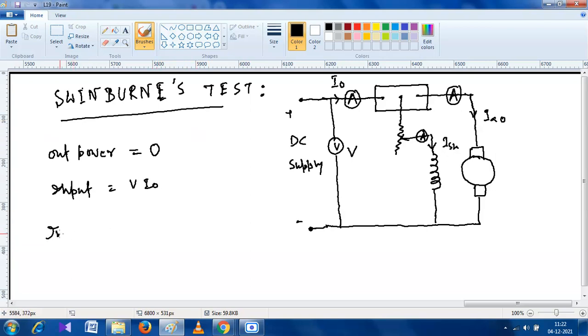We know that input is equal to output plus what? लॉस। Though in this experiment the output is zero, that means we can write input is equal to loss। हम लिख सकते हैं ना?